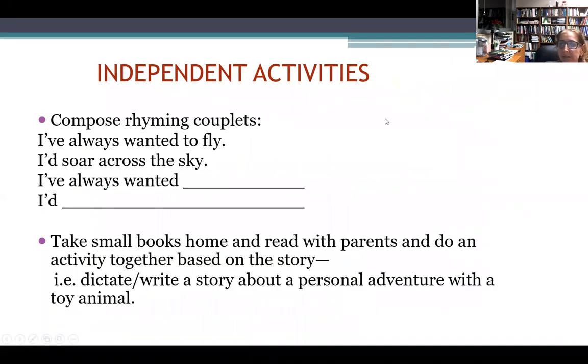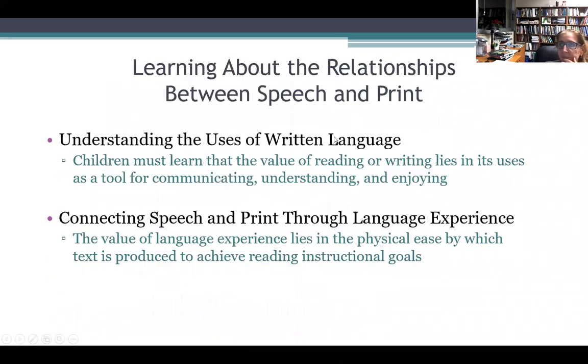These are some independent activities. You can have them composing rhyme. I've always wanted to fly. I'd soar across the sky. I've always wanted, and let them finish it. Take small books home and read with parents, and then the parents can do an activity together. These are all independent activities that they can do.